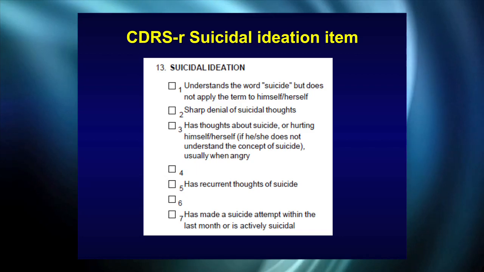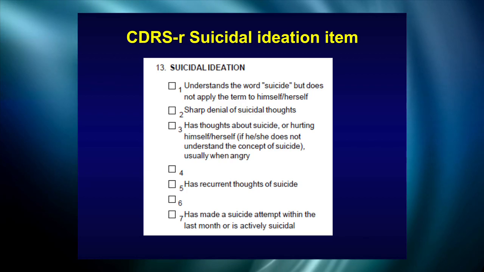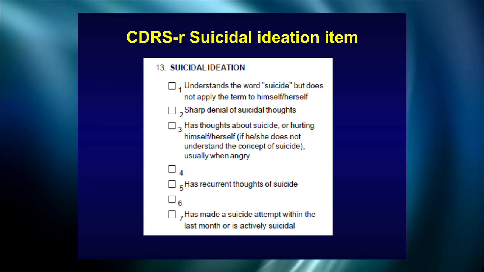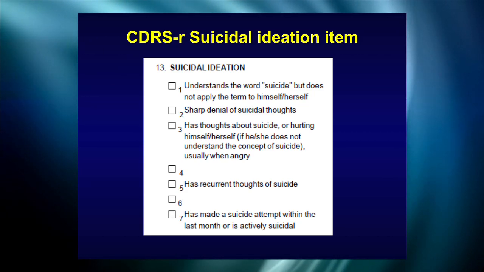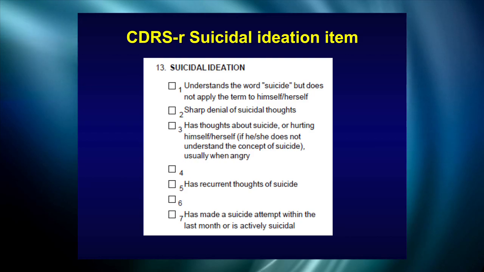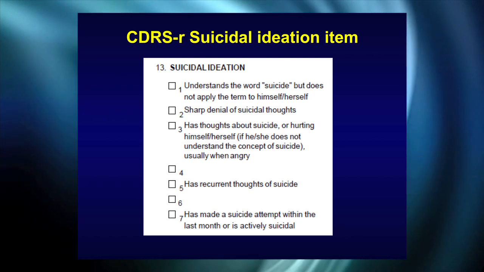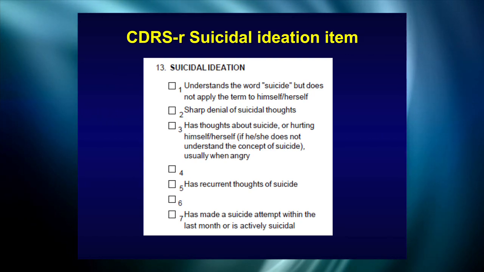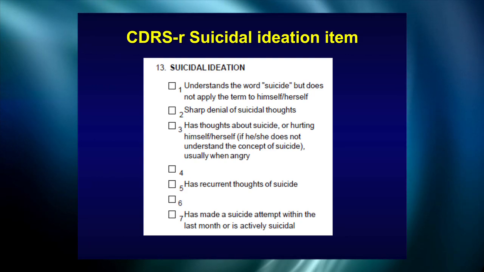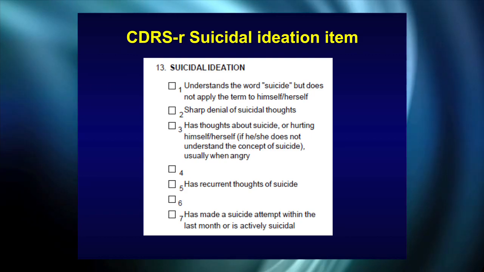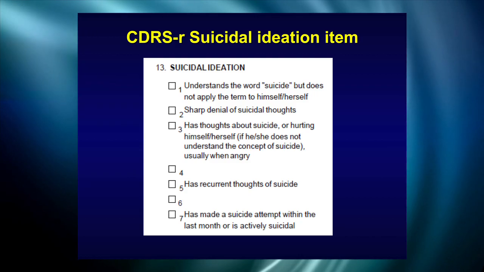Here, by the way, is the suicidality item on the Children's Depression Rating Scale. Understands the word suicide, but doesn't consider himself suicidal. Sharp denial of suicidal thoughts. Has thoughts about suicide, hurting himself, but hasn't done anything about it. And as you can see, the score gets higher as the person gets more suicidal. And so one of the ways of looking at this was any change in this measure. Interestingly enough, that gets done every week. There was no difference between drug and placebo looking at that measure. Where there was a difference was in spontaneous reports of suicidality.